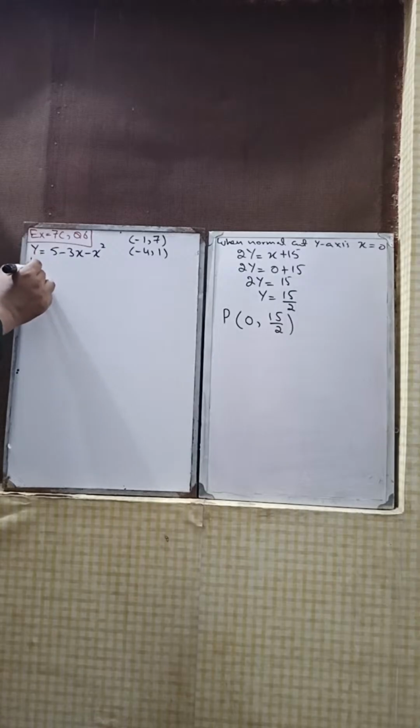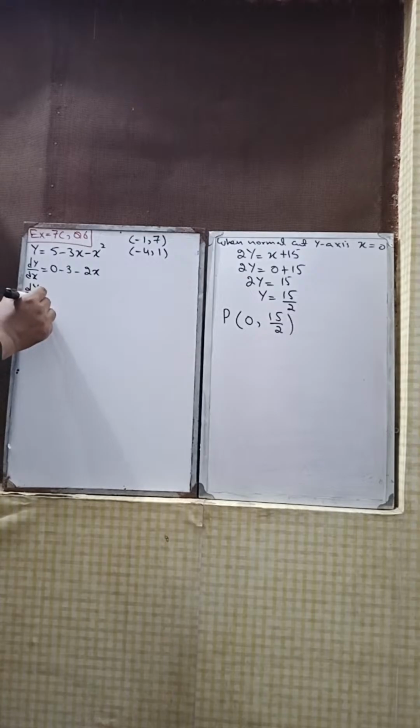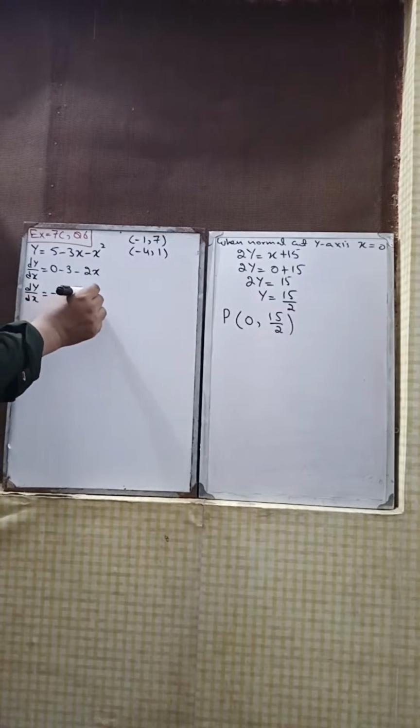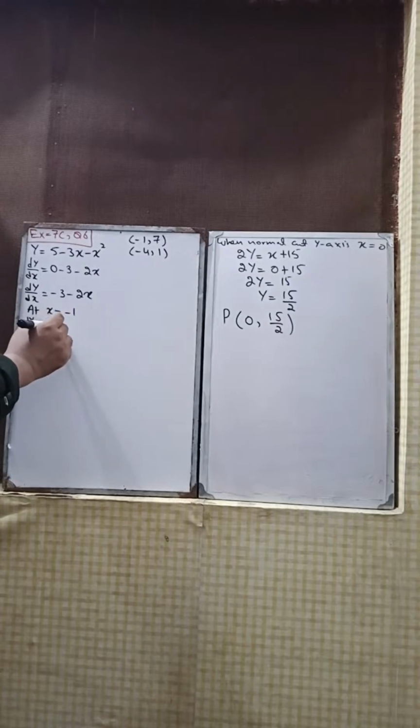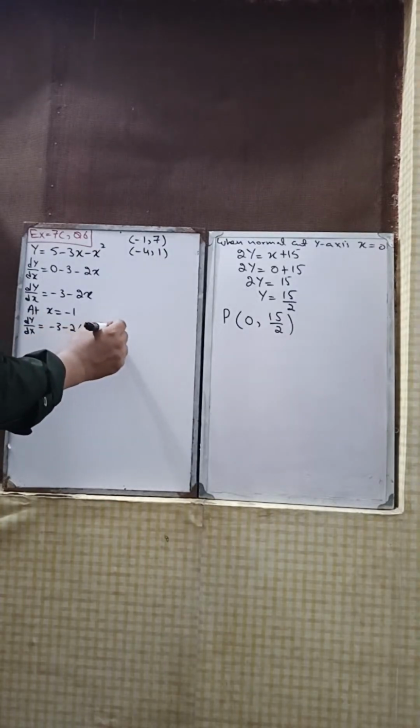So dy/dx equals 0 minus 3 minus 2x, since the derivative of 5 is 0. So dy/dx equals -3 minus 2x. Okay, question number 6, we are doing 5 minus 3x minus x squared. So this is the derivative. At the point x equals -1, the value of dy/dx will be -3 minus 2 into -1, that is -3 plus 2, which is -1.